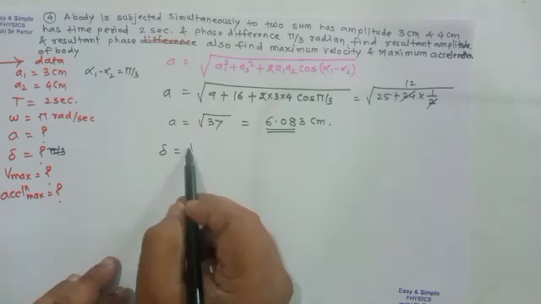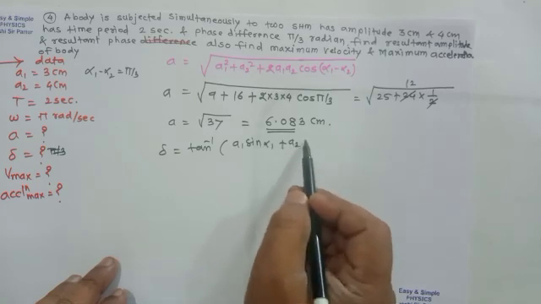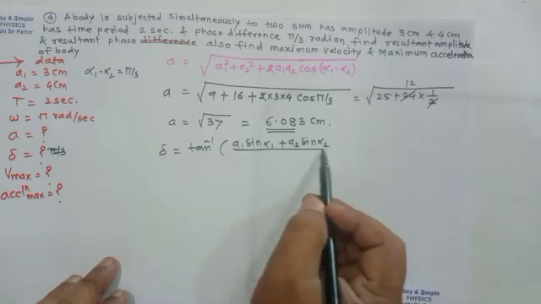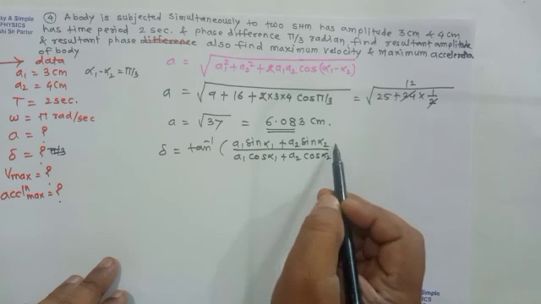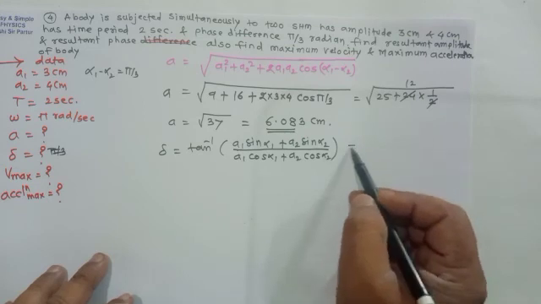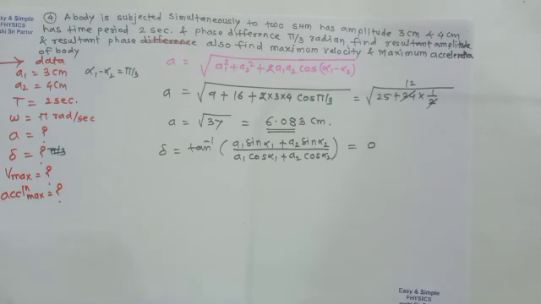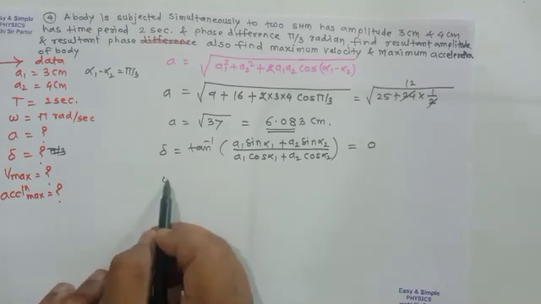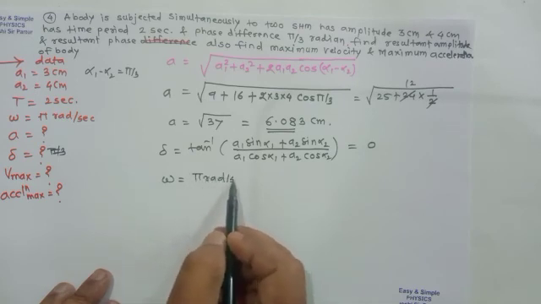We know that delta is tan inverse of a1 sine alpha 1 plus a2 sine alpha 2 divided by a1 cos alpha 1 plus a2 cos alpha 2. So here sin 0 will be 0, and 0 upon any term will be 0. So delta will be 0 because tan 0 has value 0. Again, we know that omega will be pi radian per second.